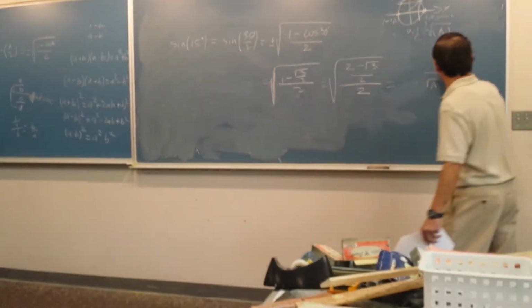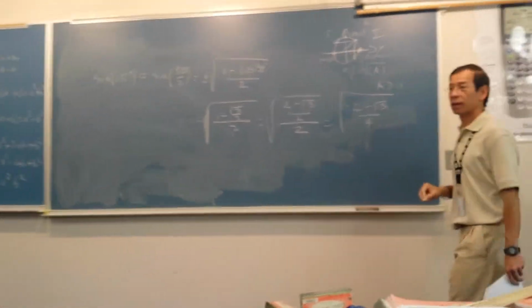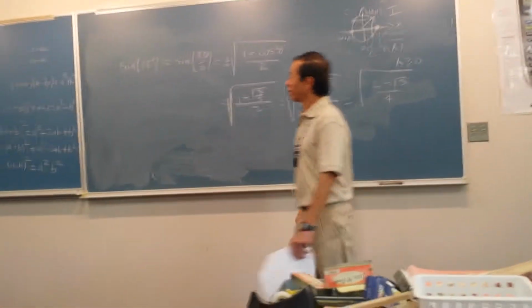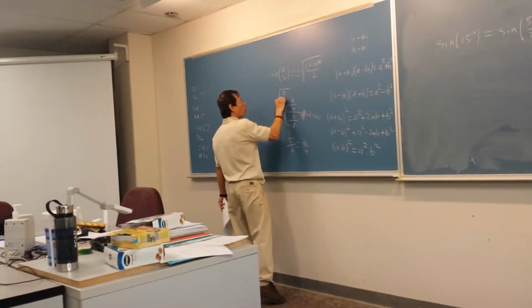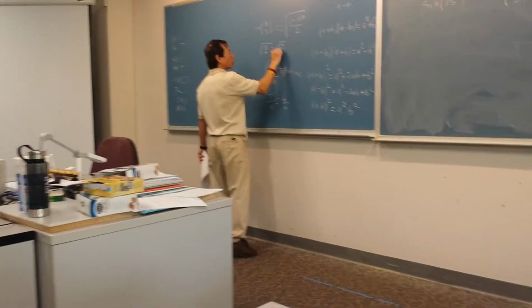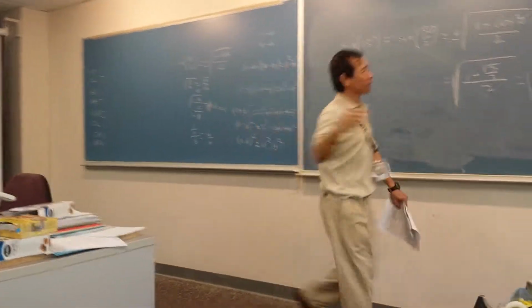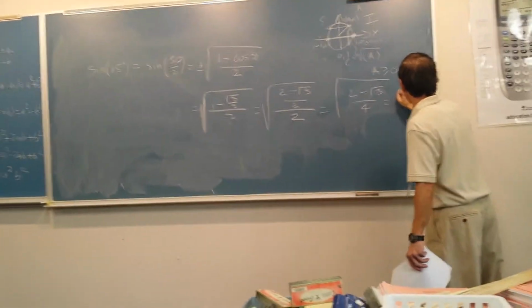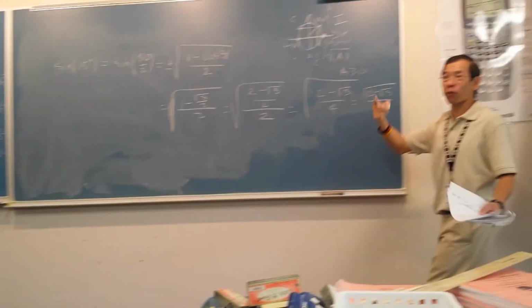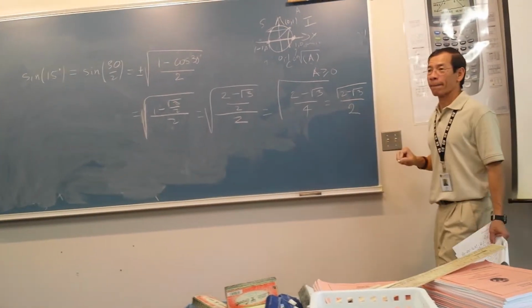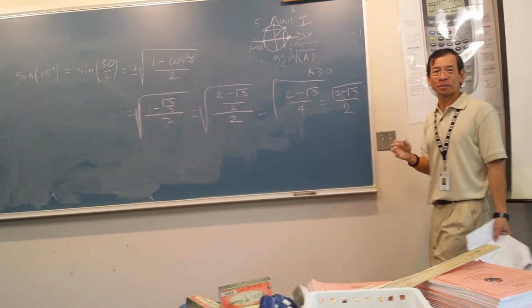So the final thing is we have the square root of the whole thing, right? So we have 2 minus root 3 over 4. Another thing here: the square root of A over B equals the square root of A over the square root of B, right? We learned that from high school. So the final solution is 2 minus square root of 3 over square root of 4. The square root of 4 is 2, right? That's our final solution.